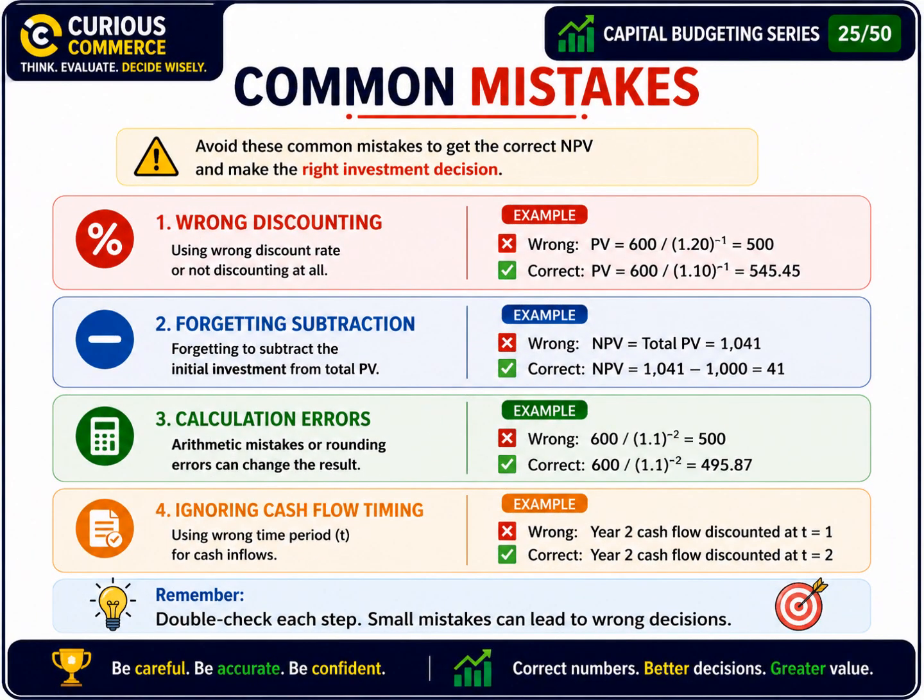Mistake one is wrong discounting. Students forget the power. The second mistake is forgetting to subtract investment. It is the final step. We should be very careful about that. The third mistake is calculation errors. Small calculation mistakes can change the entire answer. So always verify the discounting factor, addition, and final subtraction. The final answer requires accuracy.